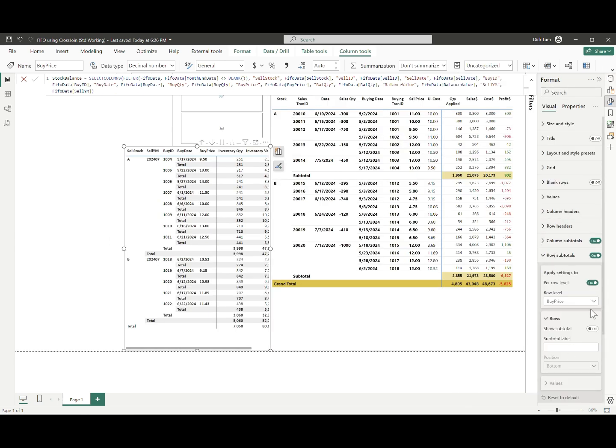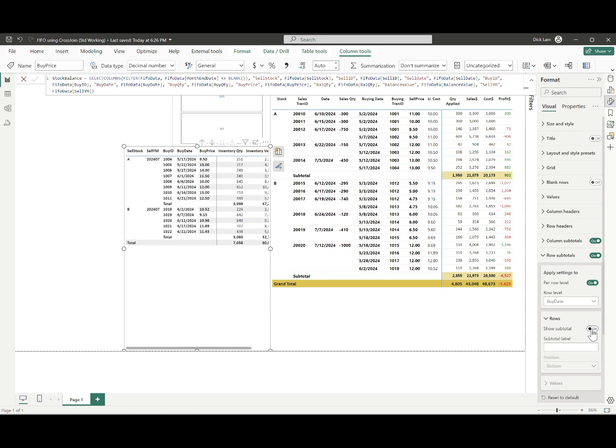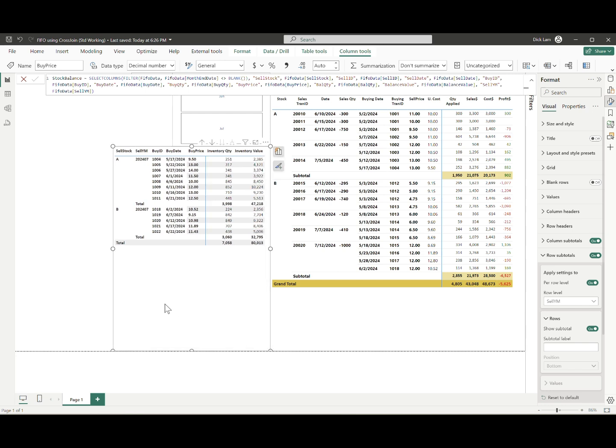Now, again, we start from the bottom. Buy price. Let me see. We don't need buy day. We don't need buy ID. It's okay. Rather, we can add the buy sell YM. It is more appropriate. Okay, and we make it a little bit wider. We still need some cosmetics similar to this one. All right, I will do it behind scene.